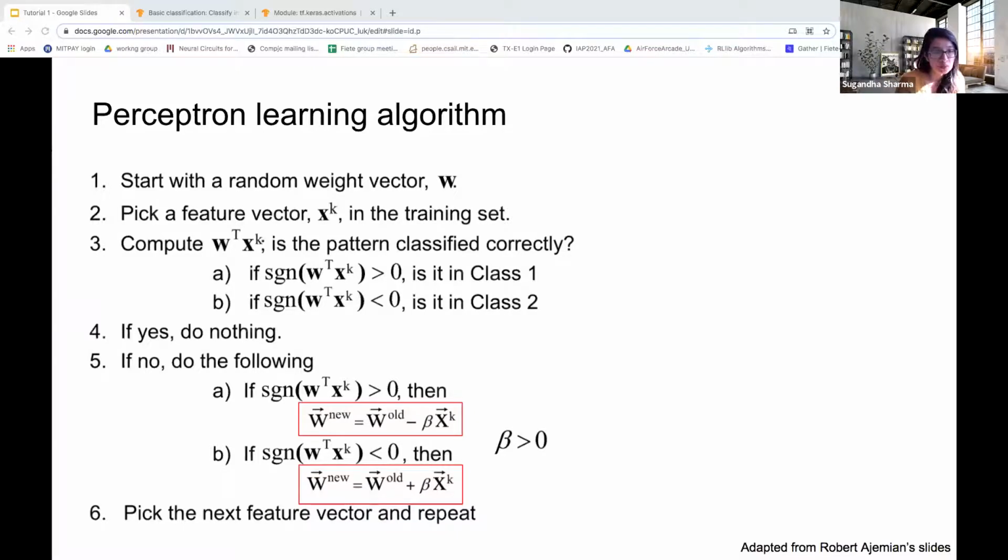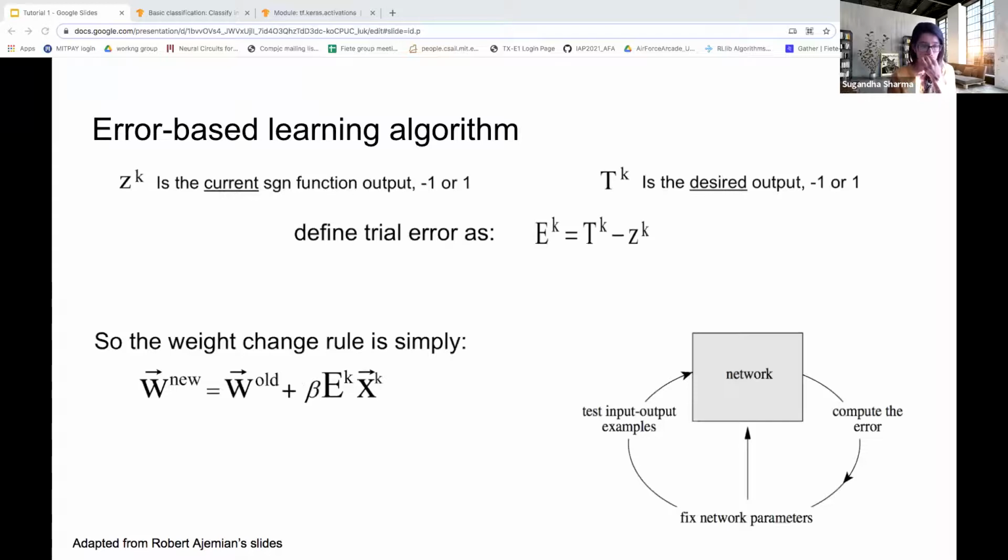Okay, so this brings us to a summarization of this learning rule in terms of an error. If we assume that Z_k is the current output of the network that we receive, and T_k is the desired output, so this is just saying what the network output is and what our desired classification output is, then we can define this error as the current output minus the desired output. And this learning rule can be written in a more general form, where W new is just W old plus beta times this error times your input vector.